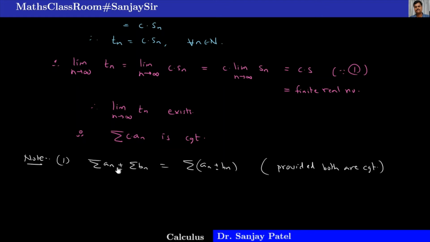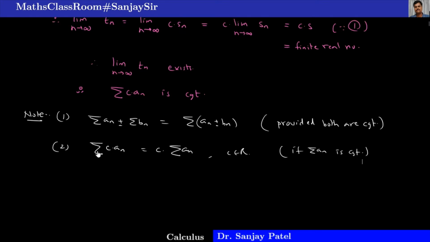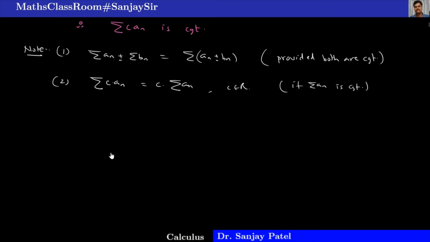Okay, means if sigma an is convergent, sigma bn is convergent, then the sum of sigma an plus or minus bn we can write like this. Okay, and secondly, we can also write sigma C into an is equal to C times sigma an for any real number C. Okay, again, if sigma an is convergent. And using theorems 1 and 2, we can say that if sigma an and sigma bn are convergent, then any linear combination of an and bn is also convergent.